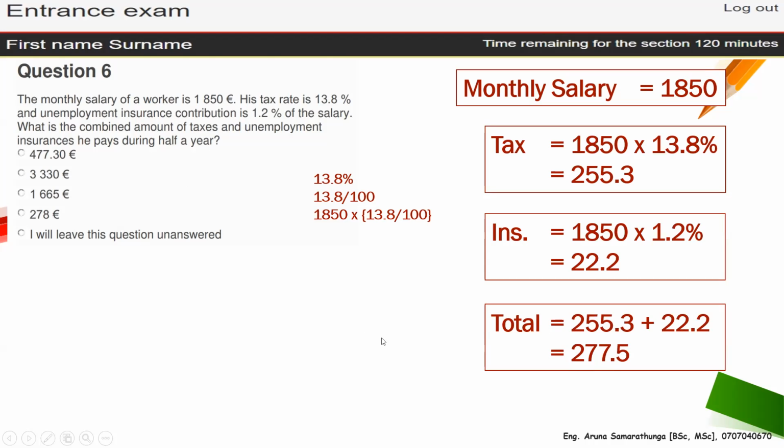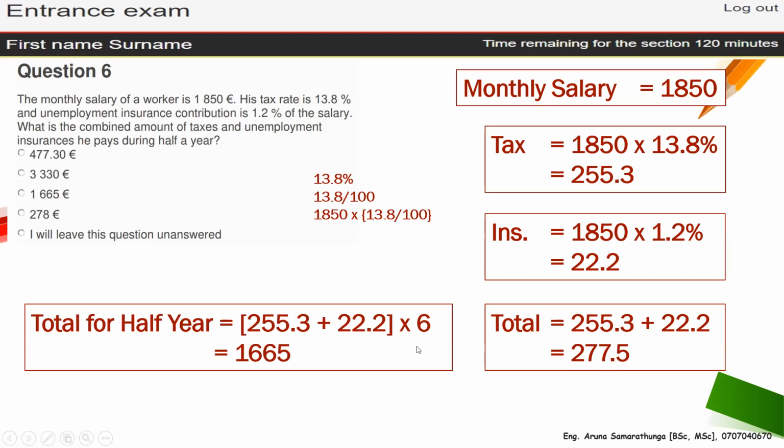Half year means how much? 6 months, no? So you have to multiply by 6. This is the same thing, 155 here and 22 here, and this is for the month, so multiply by 6. So this is the answer, 1665.